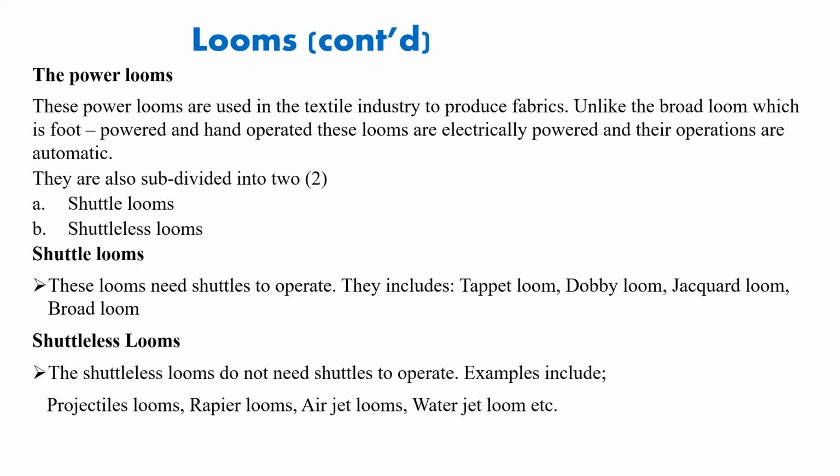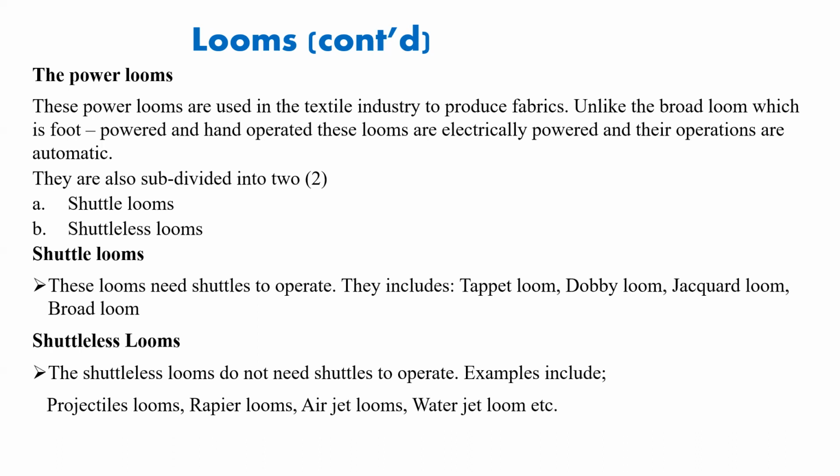So what are the shuttle looms? These looms need shuttles to operate, and they include the tappet loom, dobby loom, and jacquard loom. Then we have the broad loom. This broad loom that we can use our hand to operate, we have ones that are being used in the industry, which are electricity operated.